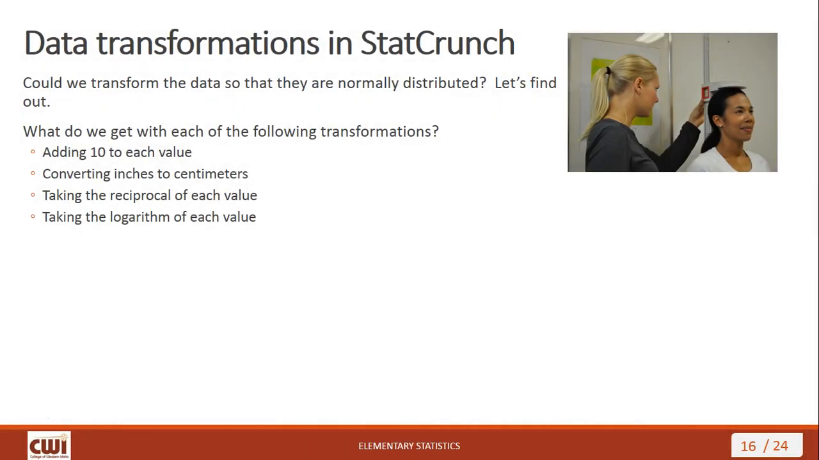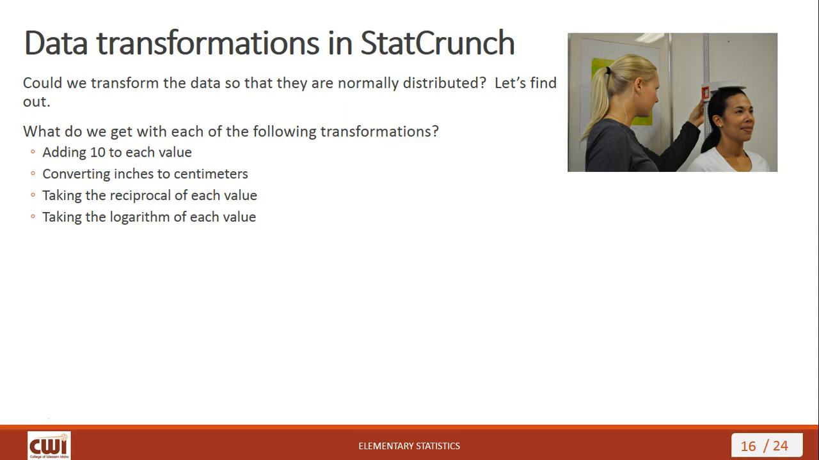Let's look at how to do this in StatCrunch, and this is the actual software that we're going to be using. So let's learn how to do this in StatCrunch. Could we transform the data from our class height data set so that they are normally distributed? Well, let's find out. What do we get with each of the following transformations? So we're going to try and apply each of these transformations to our data set to see if it makes the data set normally distributed.